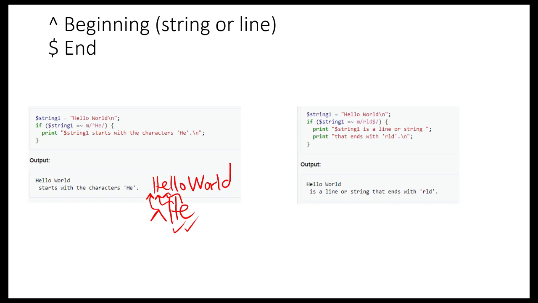Versus the dollar sign matches the end of a line. So if I go RLD dollar sign, now depending on the logic of the software, a good algorithm is going to start at the end and say, is this the end? And let's backtrack. What's one character previous? Is that a D? And then the next one, is that an L? The next one, is that an R? And we've got our answer.